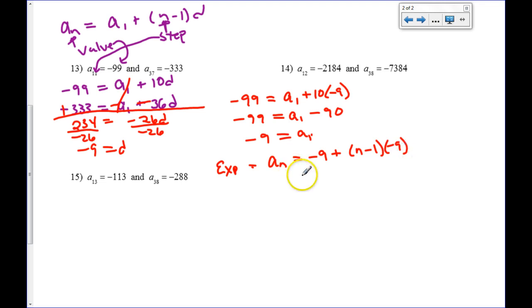Okay, if I simplify that. Wait, so are A sub 1 and D the same? Yeah, just happened to be the same this time. That's weird, I know. Minus 9n plus 9. Look at what happens here. 9n. Isn't that weird? Wait, why is it plus? Because I took a negative and I distributed it. Oh, so my 9's cancel out, and I'm just left with negative 9n for my explicit formula.